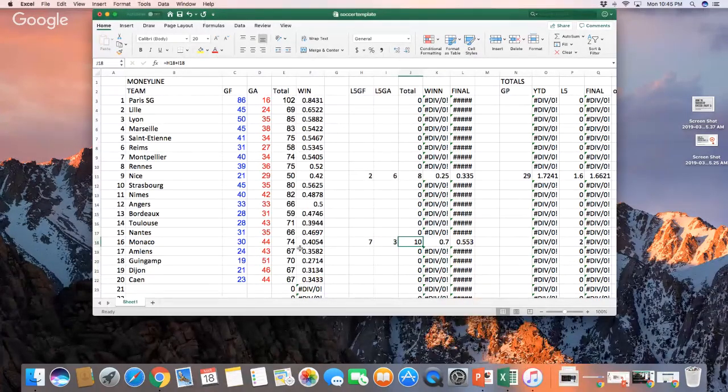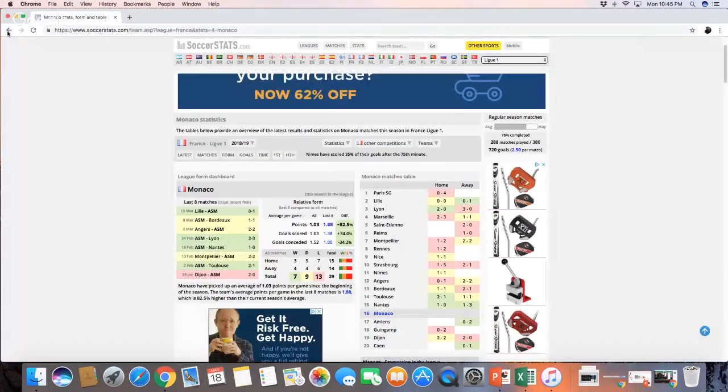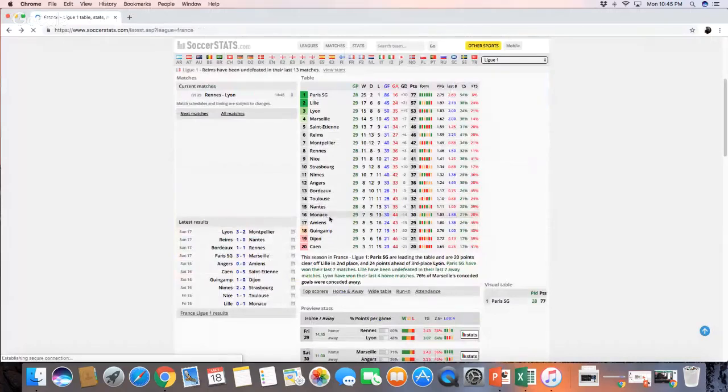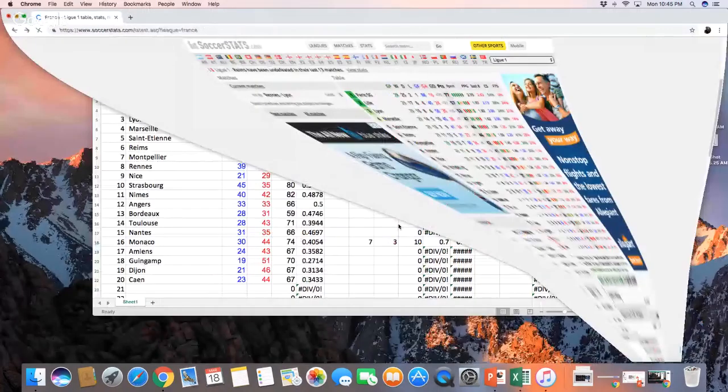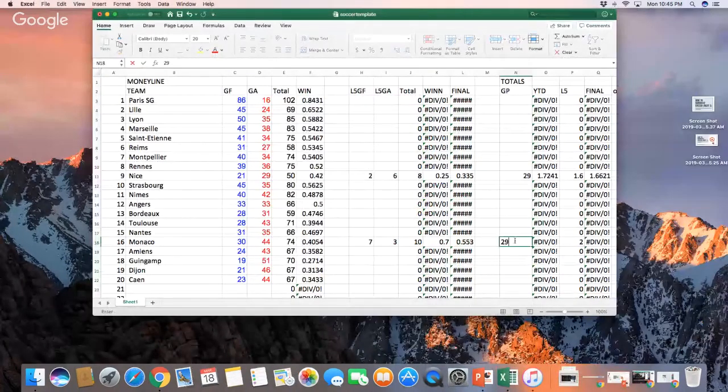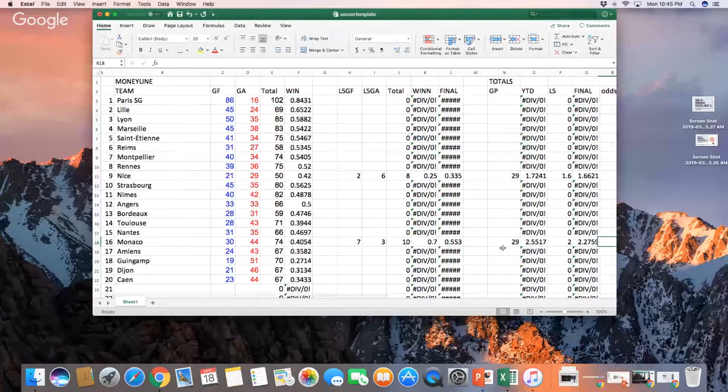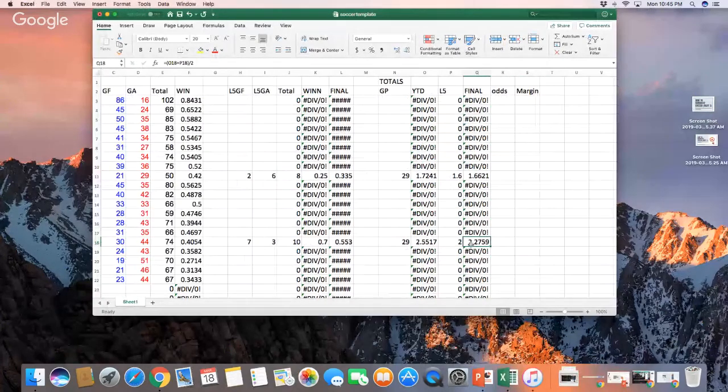0.40 projected win percentage year to date, but their current win percentage projection is 0.70. And so again, we go over here and find how many games they've played. Monaco's played 29 games. We type in 29, and their total is 2.27.